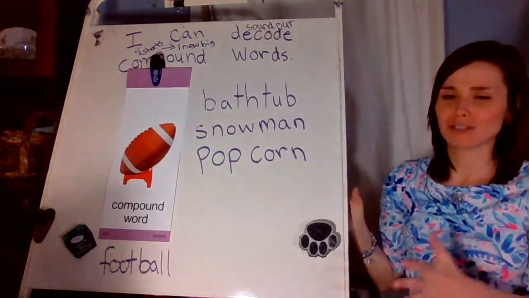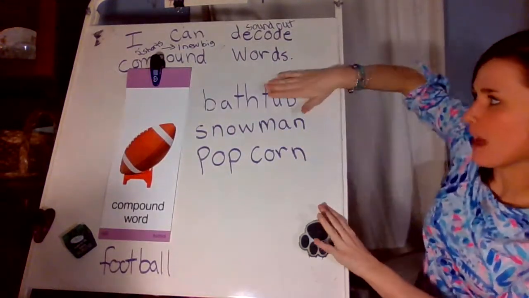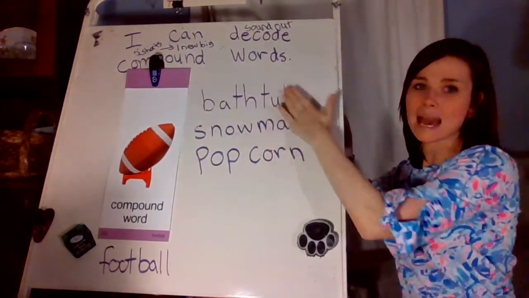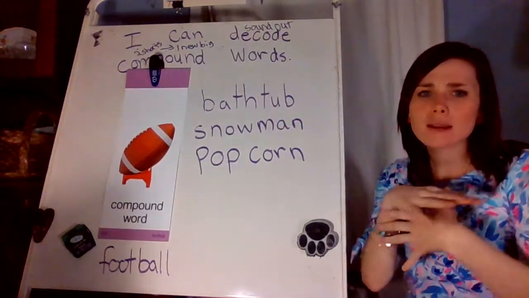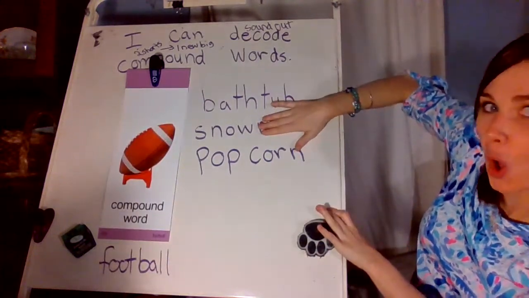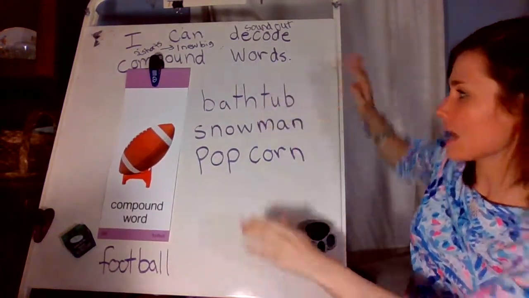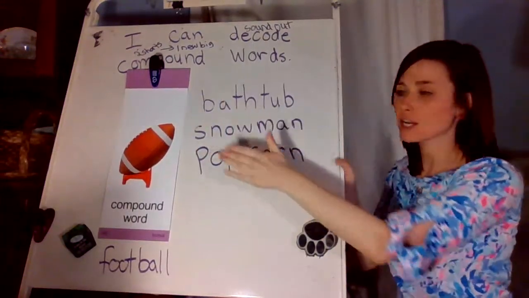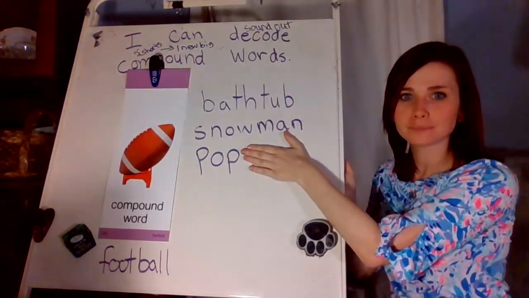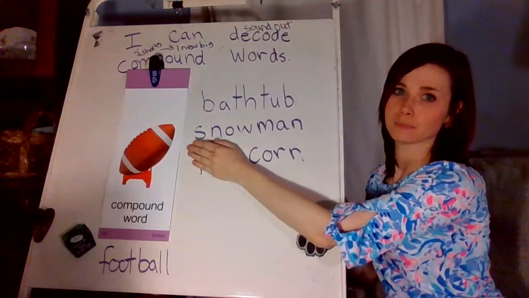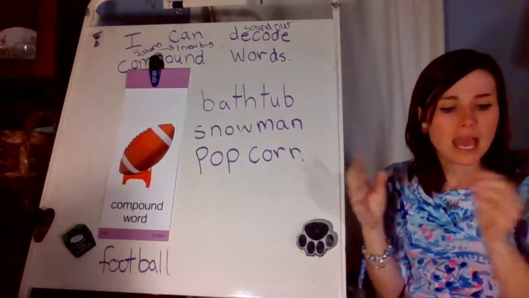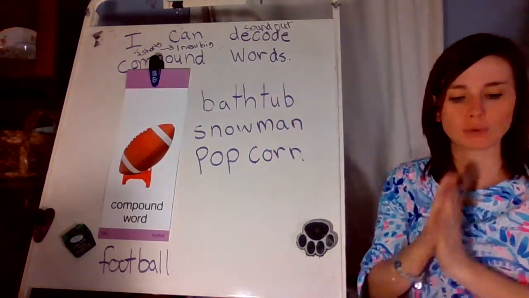Okay, here's a couple other examples of compound words. Ready? We have bath and then tub. Put it together. Bathtub. Two short words, put them together, makes a whole new word. Okay. Ready? We have snow, like snow falling from the sky, and then man. Put it together. Snowman. Nice job. What's this last one? We have pop, and then we have corn. Put it together. Popcorn. Two short words, and we put them together, and it makes a whole brand new word.